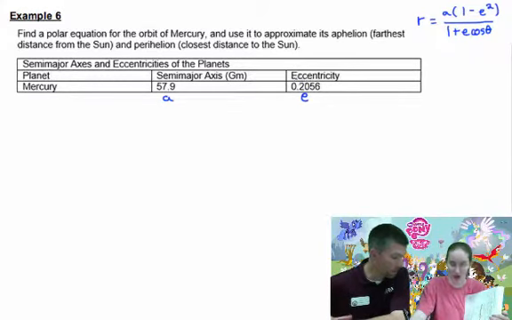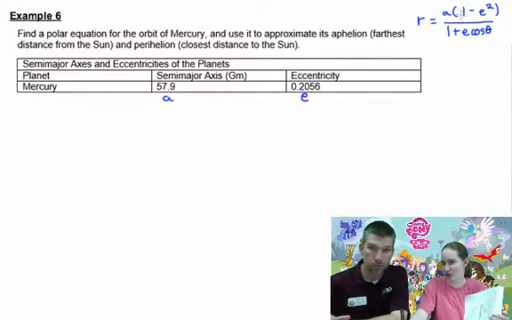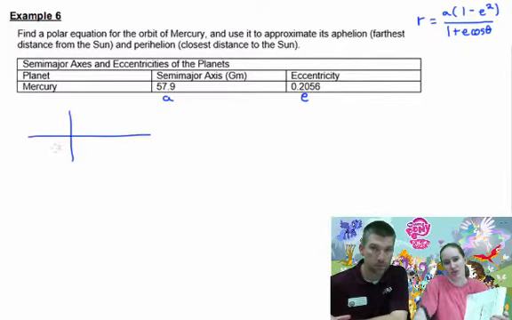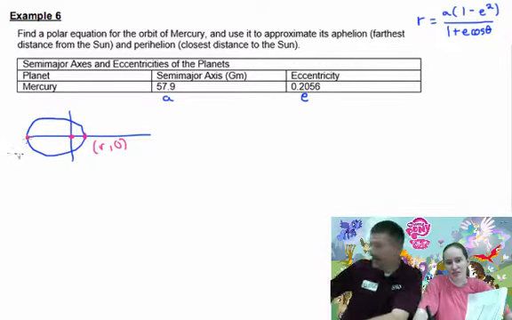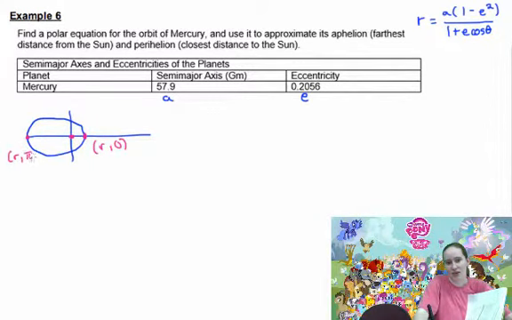Okay, so we're going to plug e and a into this formula. And here's what's going to happen with our graphs. This is our ellipse situation. If this is our focus, the closest it should be is right here, when we're at something comma 0. And the farthest is r comma pi. And so we're going to plug into this formula.